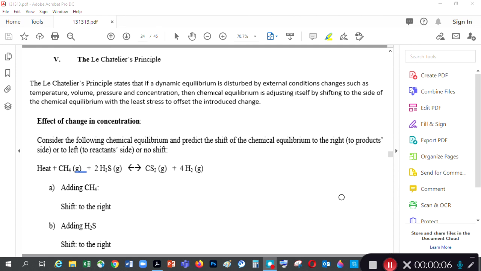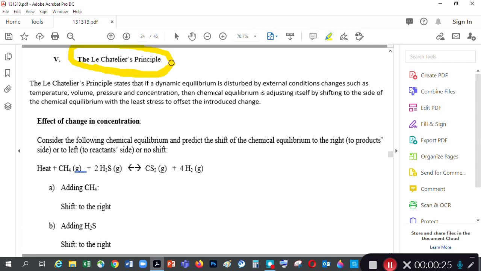We are starting the second part of the chemical equilibrium based essential and important concepts. And this is the very important part of the chapter itself, Le Chatelier principle. And if you look at the Le Chatelier principle, it's very, very important.